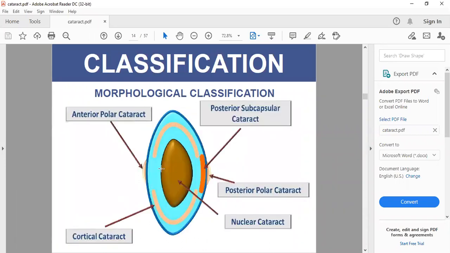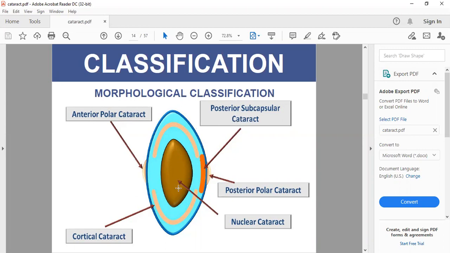This is the morphological classification of cataract. As I was telling you, the cortex may be affected predominantly, leading to cortical cataract, or the nucleus of the lens may become opaque, leading to nuclear cataract. And these are the two poles of the lens, the anterior pole and the posterior pole. Sometimes only the pole becomes opaque, leading to either anterior polar cataract or posterior polar cataract. A very common type is posterior subcapsular cataract, in which the opacity is formed just anterior to the posterior capsule. That is why it is called posterior subcapsular cataract.